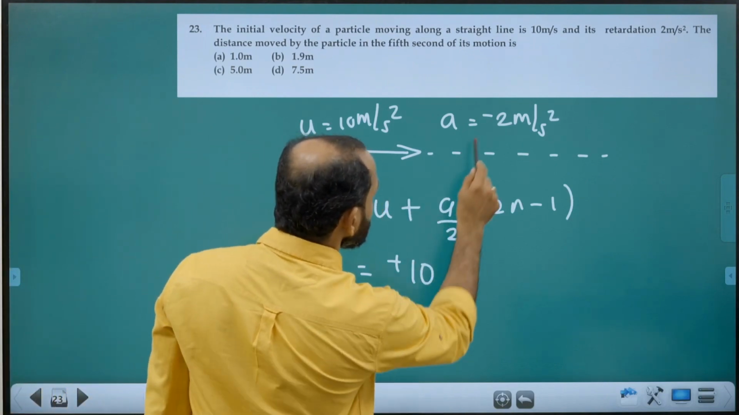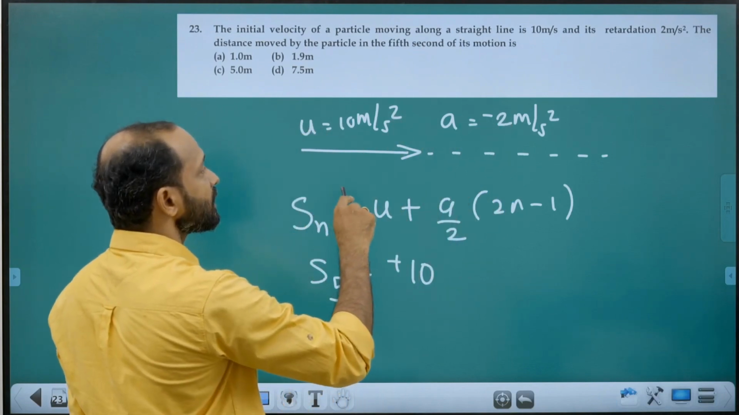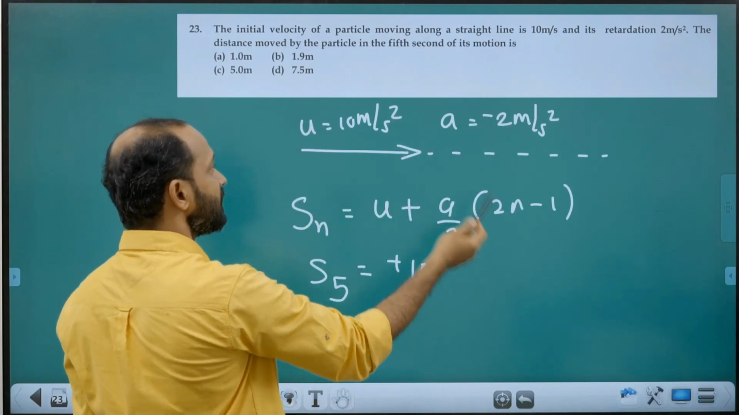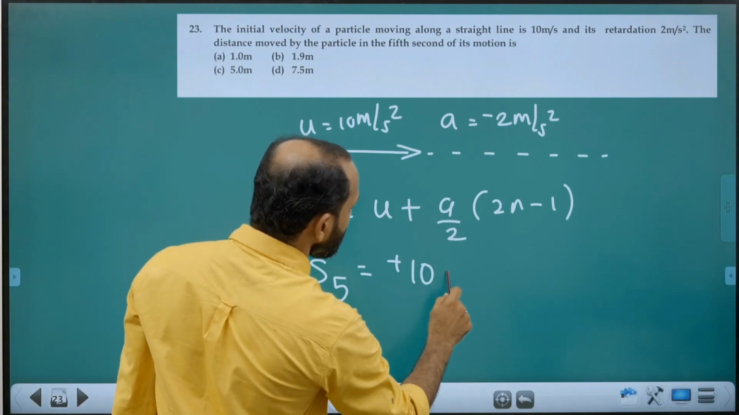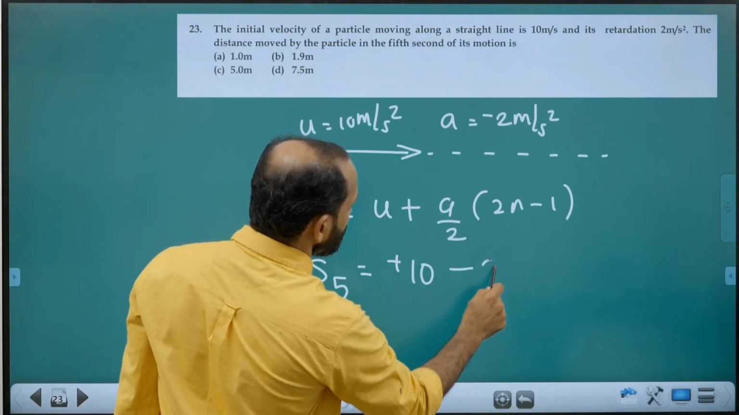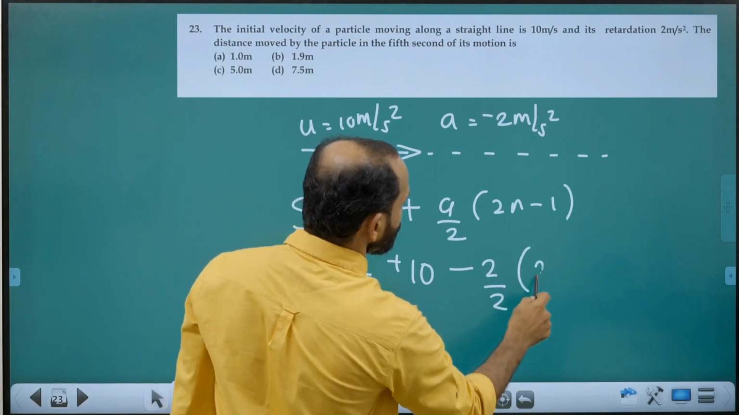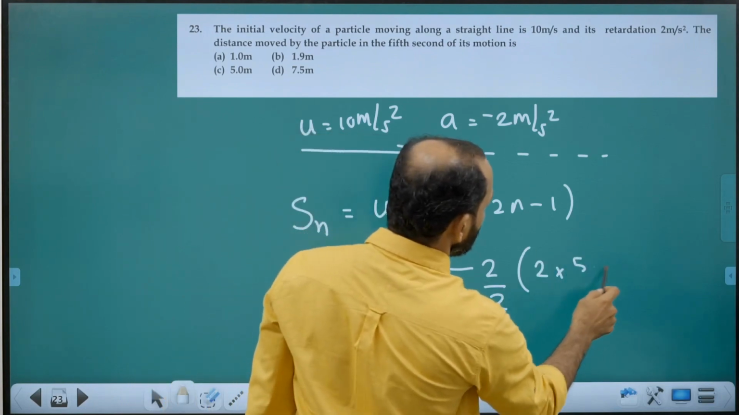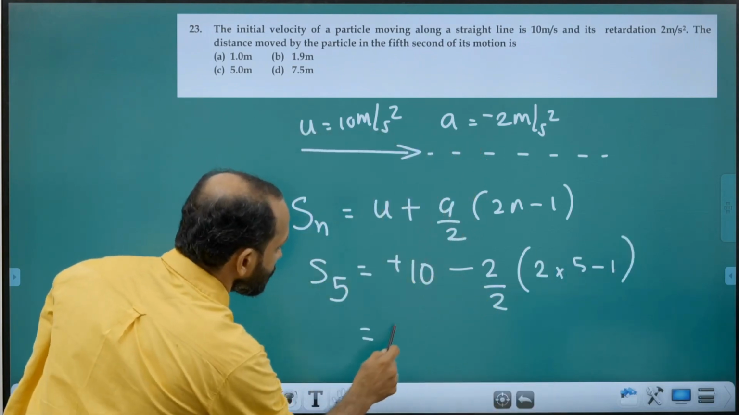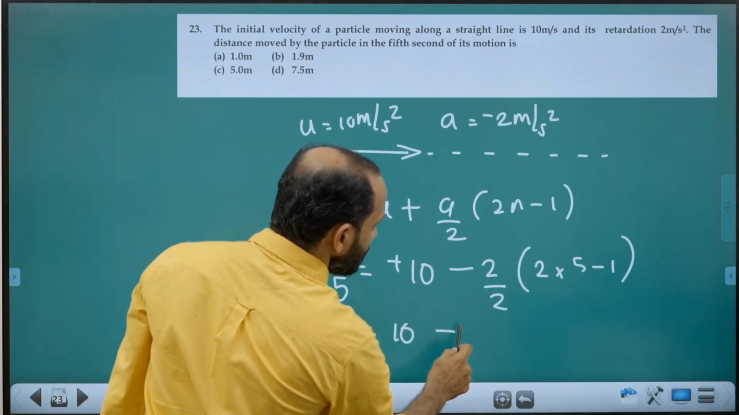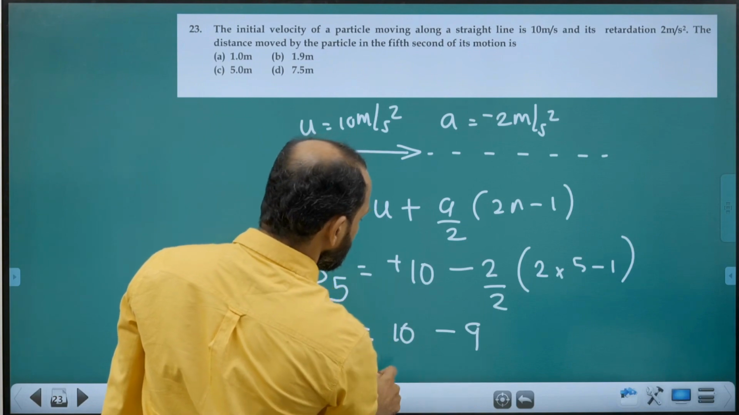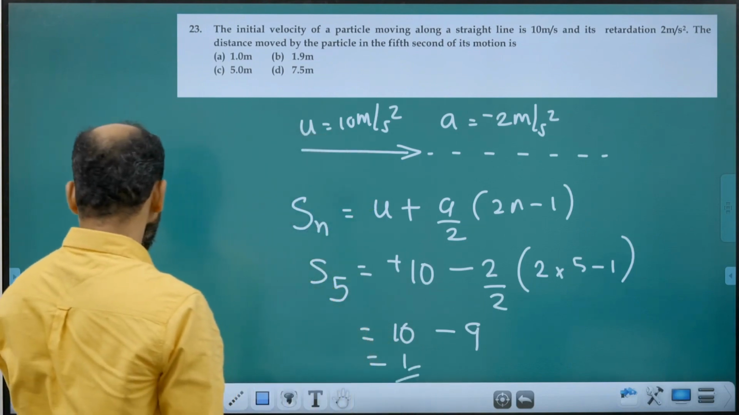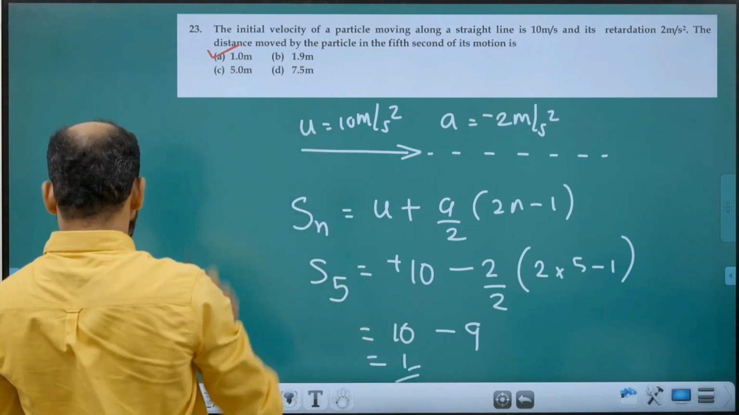Now acceleration is directed leftward because it is retarding while moving towards the right. That means it is accelerating towards the left. That's why the minus sign. So acceleration is to be given a minus sign. 10 minus 2 by 2 into 2 into 5 minus 1. That is equal to 10 minus 9. So the answer is 1. So the correct option is A.